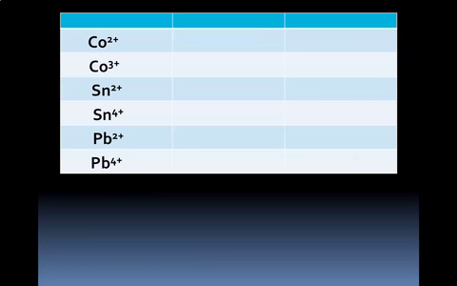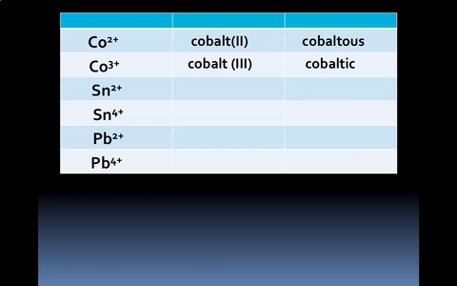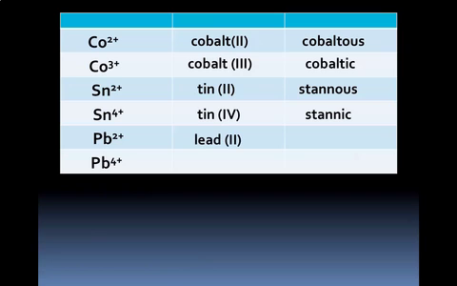Couple more. We have cobalt +2. So it's going to be cobalt 2 or cobaltous. And then cobalt +3 would be cobalt 3 or cobaltic. Sn is tin. So we have tin-2 or stannous. Stan is the Latin root for tin, so stannous. And then we have tin-4 or stannic. Finally, we have Pb, which is lead, so we can have lead-2, which is plumbous. Plumb is the root for lead in Latin. And then lead-4, which is plumbic.